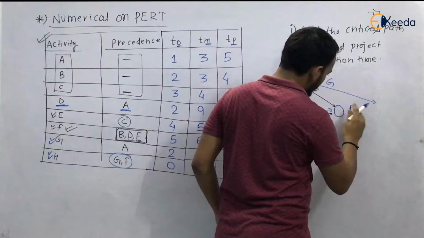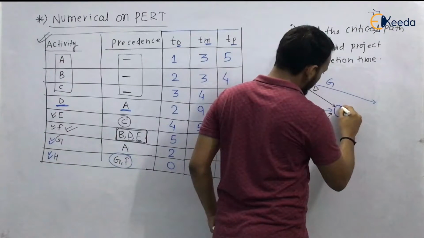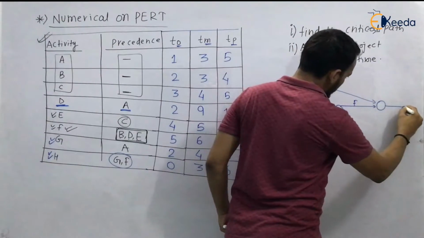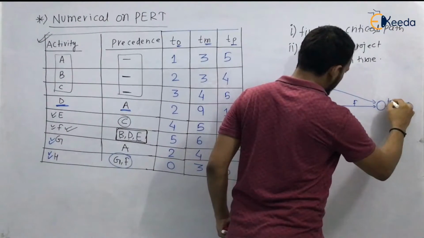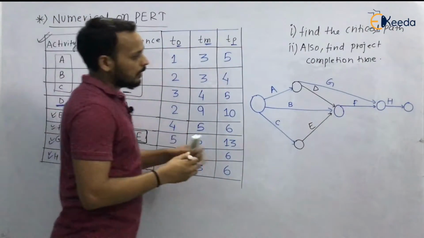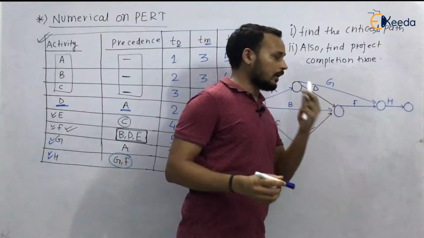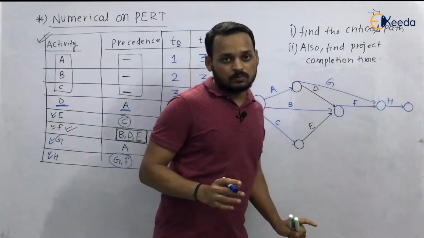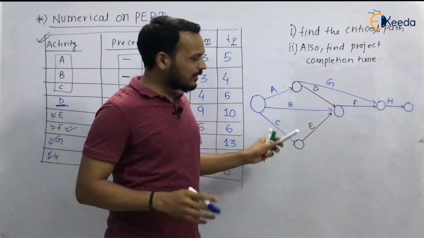Just extend it, and you have to do activity H. So you have completed your network diagram. You can also name the different nodes present in the network diagram with the help of Fulkerson's rule. But there is no need.